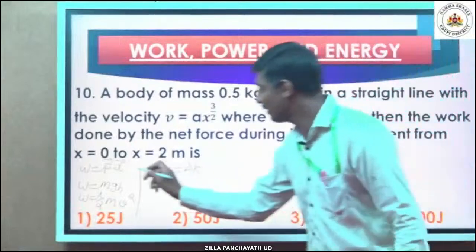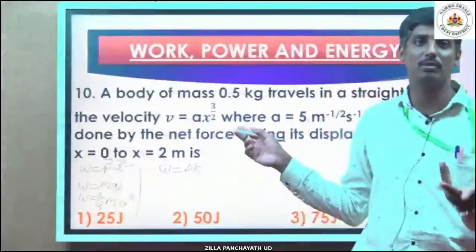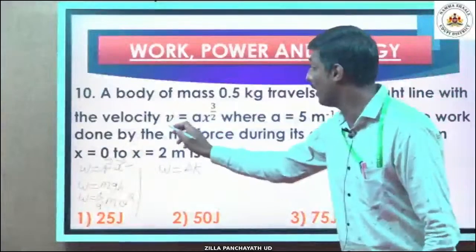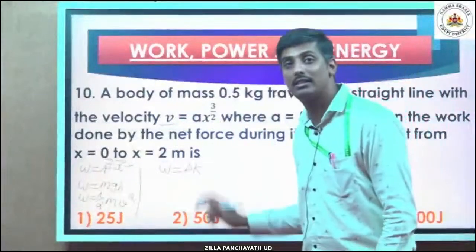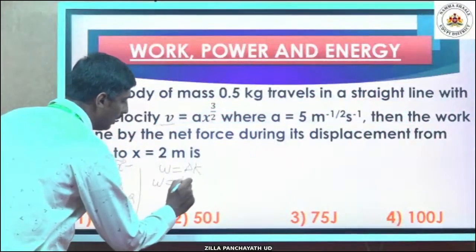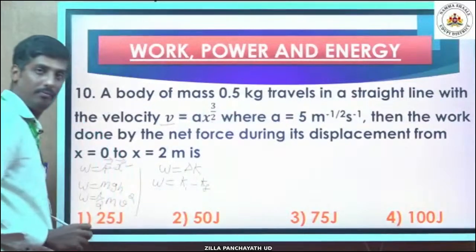Look, can we use this equation? Is he talking about force? No. He is not speaking about the force, not speaking about the displacement. Clear? He is speaking about the velocity here. Then it just comes to his mind: oh, okay, change in kinetic energy. So work done is equal to initial kinetic energy minus final kinetic energy.